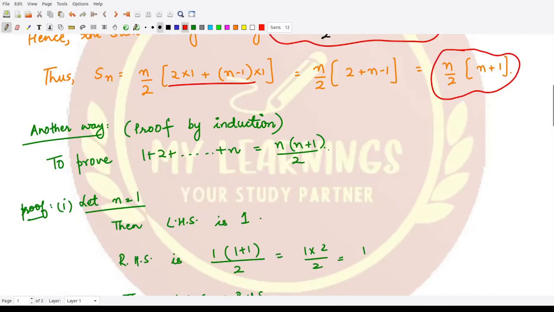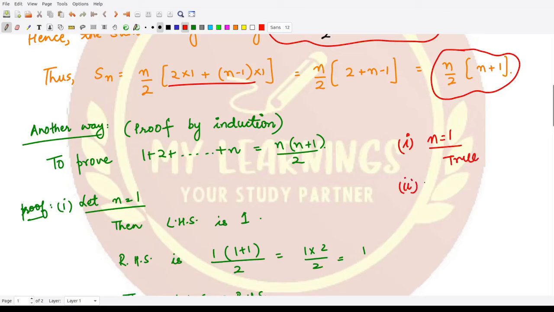We also have another way to prove this result using induction. Let's see that quickly. We wanted to prove that 1 plus 2 plus up to n sums up to n(n plus 1)/2. For induction, we take 3 steps. In the first step, we prove that when n is equal to 1, our result is true.